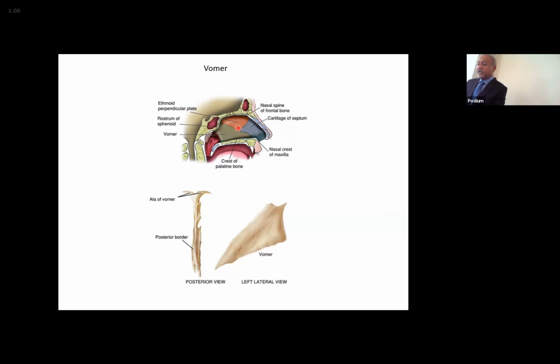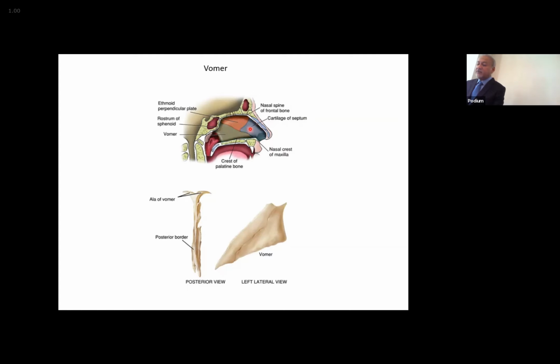So this is the ethmoid bone, which is coming down from the middle. This is the vomer. These two bones, along with the cartilaginous part of the septum, these three structures together will form the septum of the nose, which is dividing the right and the left nasal cavities. Okay, now you see these are two bones and this is the cartilage.